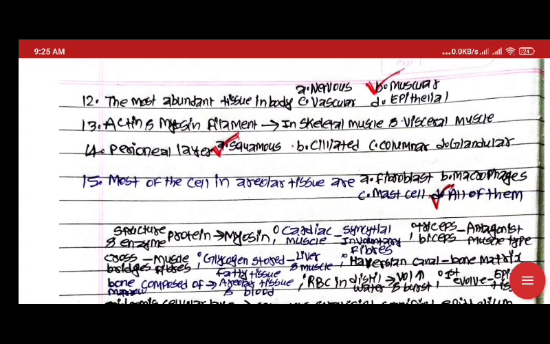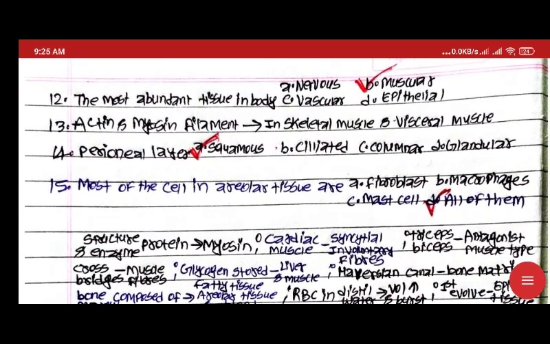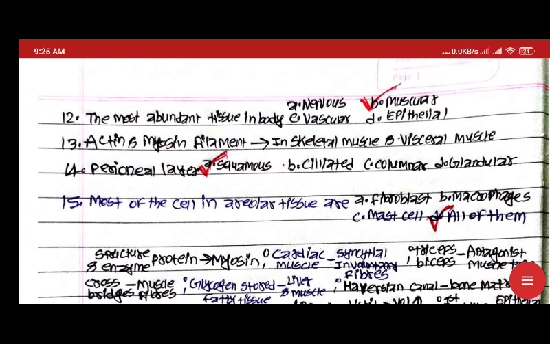Now continuing our previous question, we have question number 12. The most abundant tissue in the body. Now the most abundant tissue in the body is connective tissue, and all except neuron and epithelial, these both are what? Connective tissue. But most abundant is muscular, and its number is 639 types of muscles. Now actin and myosin filament is common in both skeletal and visceral muscles.